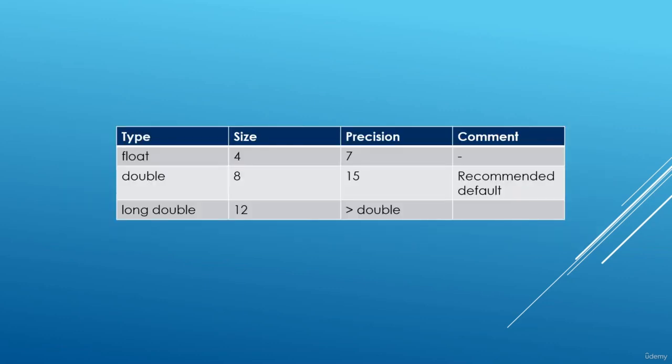And we have three types that we can use in C++. We have float, double, and long double. And the main difference is in the size they occupy in memory. A float takes 4 bytes, a double takes 8 bytes, and a long double takes 12 bytes typically. So as the size goes up, you can also notice that the precision goes up.